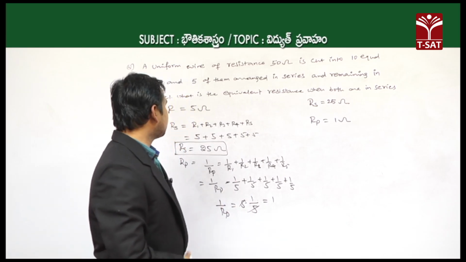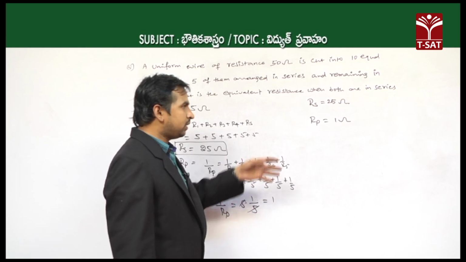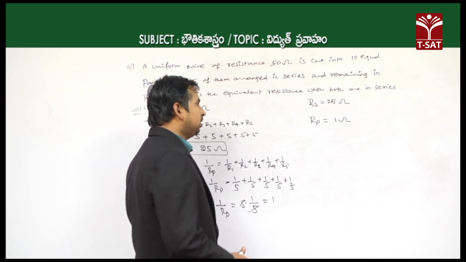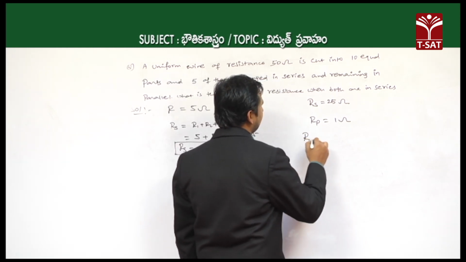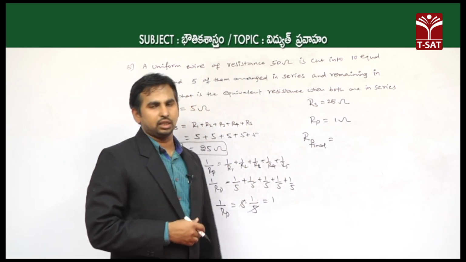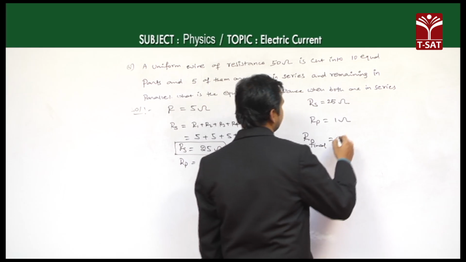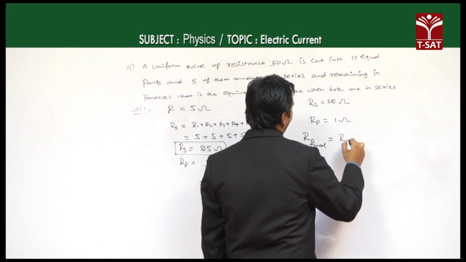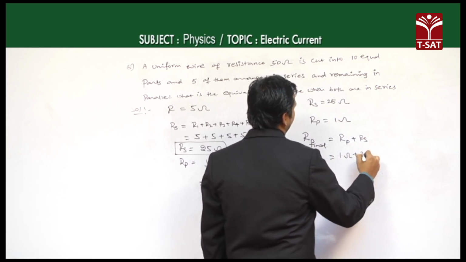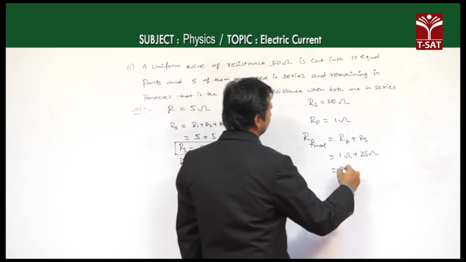Now, finally, what they are asking is the equivalent resistance when both are connected again in series. So the Rs value and the Rp value are again arranged in series. In a series connection, we directly add both resistances. Then the final resistance is Rp plus Rs, where Rp is 1 ohm and Rs is 25 ohms. Finally it becomes 1 plus 25, a total of 26 ohms.